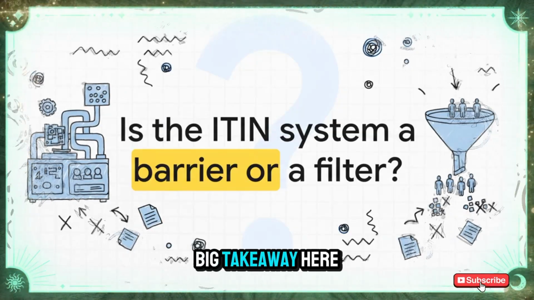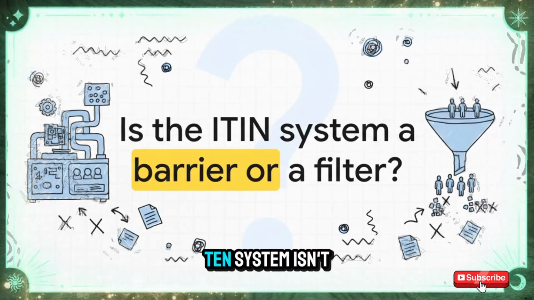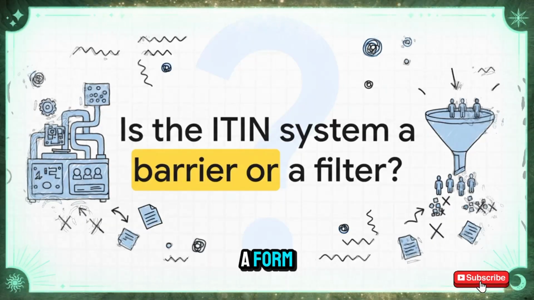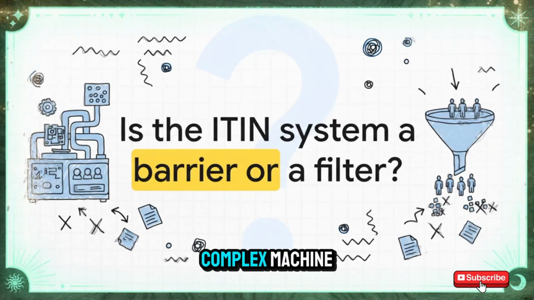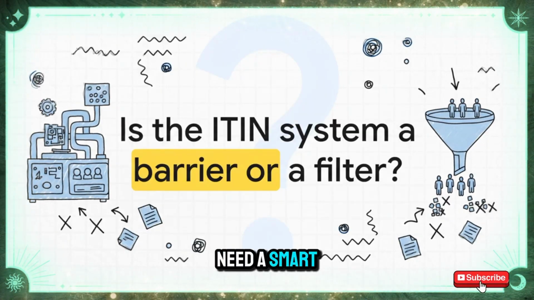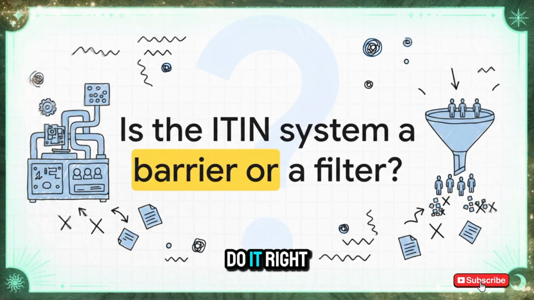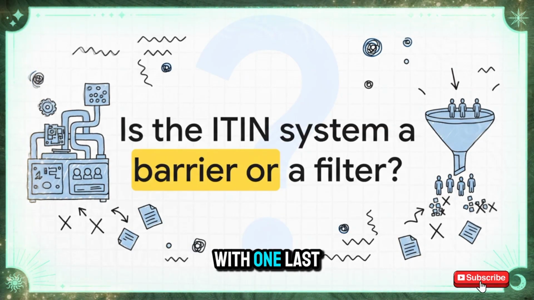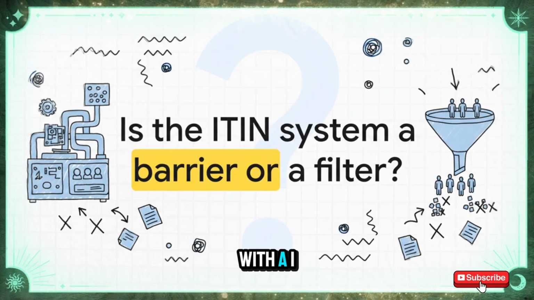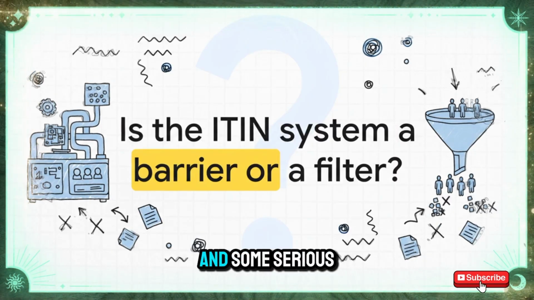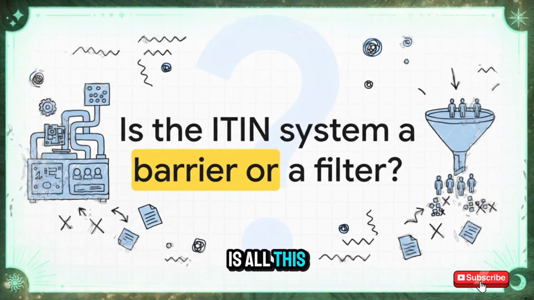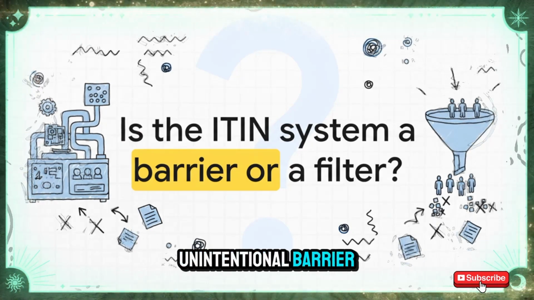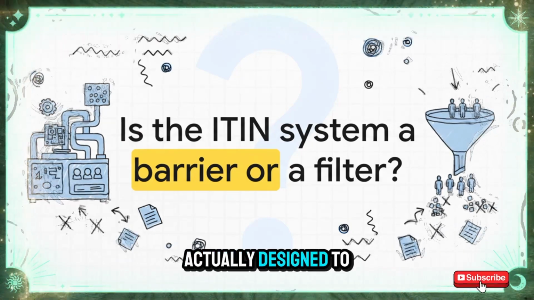So, what's the big takeaway here? It's that the ITIN system isn't just filling out a form. It's navigating a complex machine, and you really need a smart, strategic approach to do it right. Which leaves us with one last question to think about. With a 1 in 4 chance of rejection and some serious risks, is all this complexity just an unintentional barrier, or is it actually designed to be a filter?